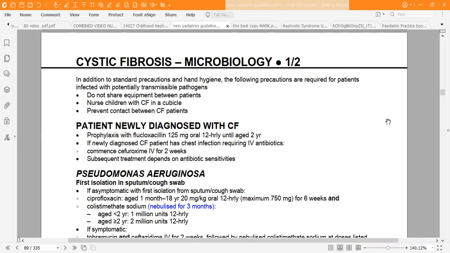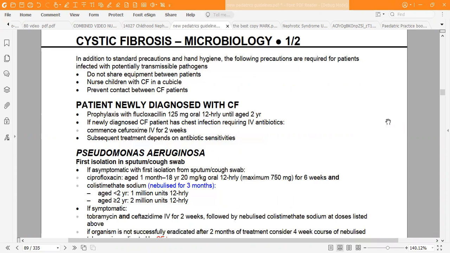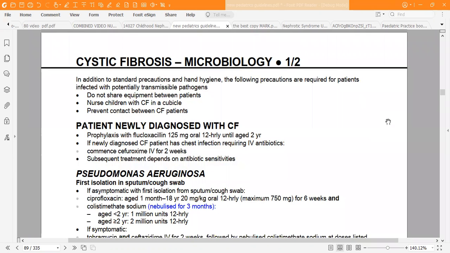We haven't finished the cystic fibrosis microbiology guidelines, so today we're going to have a look at it very quickly. We don't want to spend a longer time on that, just 2 pages. Okay, let's start.